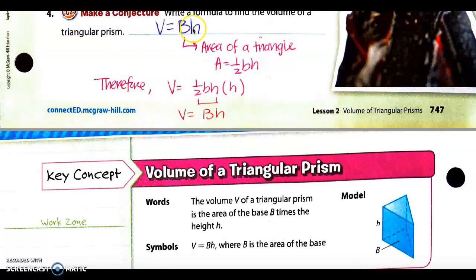This times height came from up here. And then all this here, 1/2 base times height, is your capital B. So I've drawn out a little bracket that this represents B, and then H is the height of the triangular prism. So not to be confused with the height of your triangle, okay? So please don't confuse these two heights.